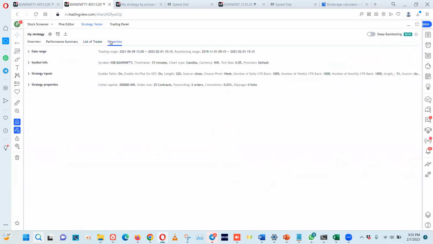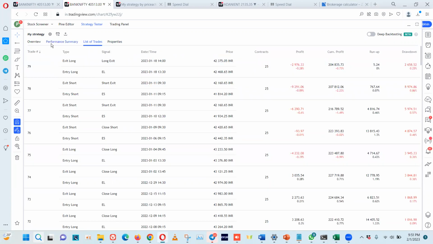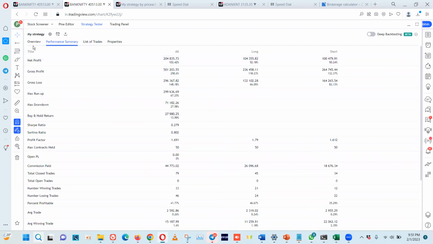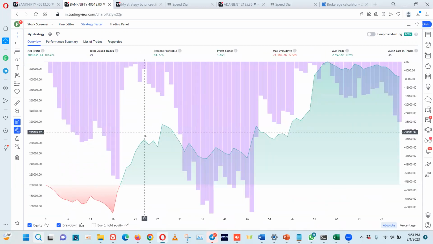Then in properties, there is performance and overview. So in overview, we can see how the equity chart was. This was the lowest of the chart here, and for the initial 17 or 18 trades, there was no profit. So by the 16th trade, it was giving us losses of around 50,000.